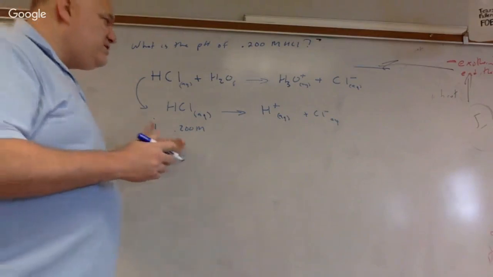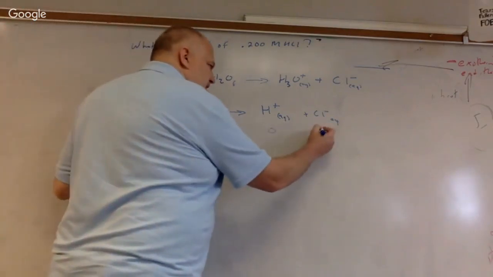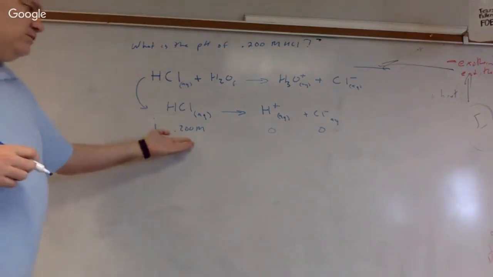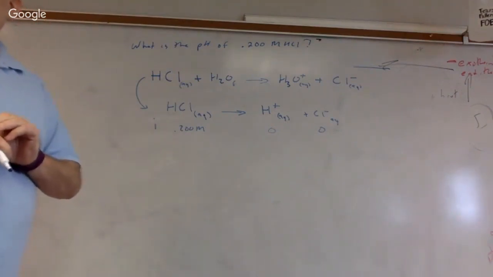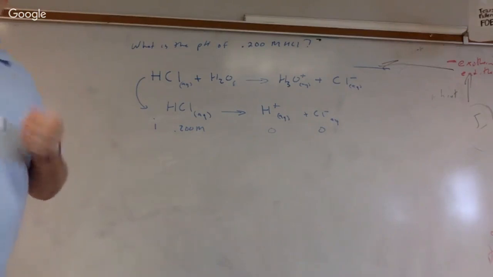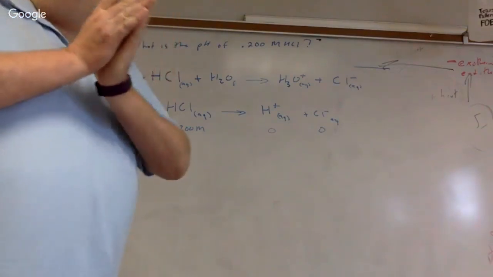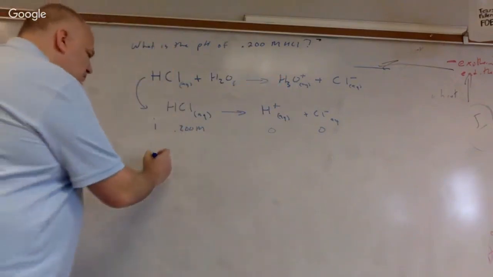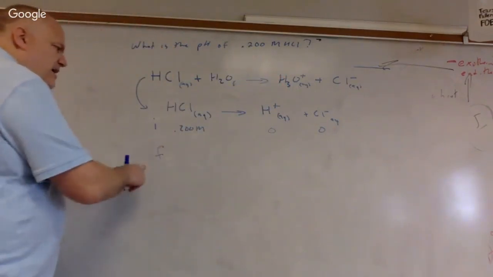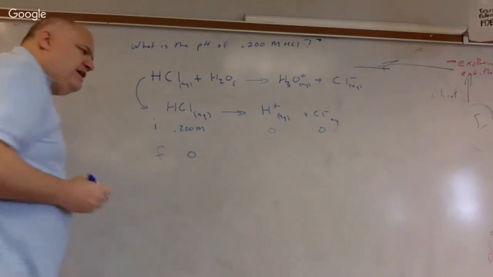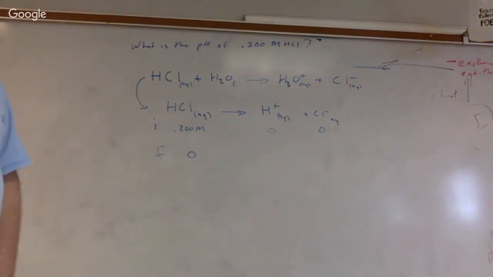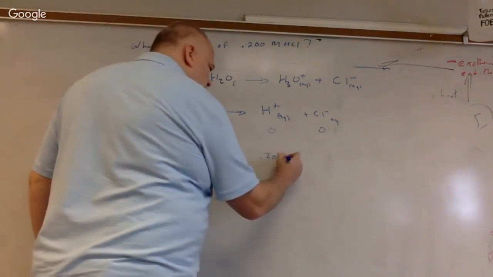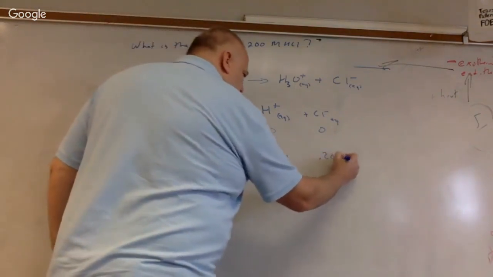Now, initially, would you agree with me? I have none of this and I have none of this. Wait, why do we have none of this? Because I start off with only my acid, right? I throw it into water. And when I throw it into water, it 100% breaks apart. So what that means is that at the end, I'm going to write I and F, initial and final. I'm going to have 0 of this. And then I'm going to have 0.200 molar of this and 0.200 molar of this.